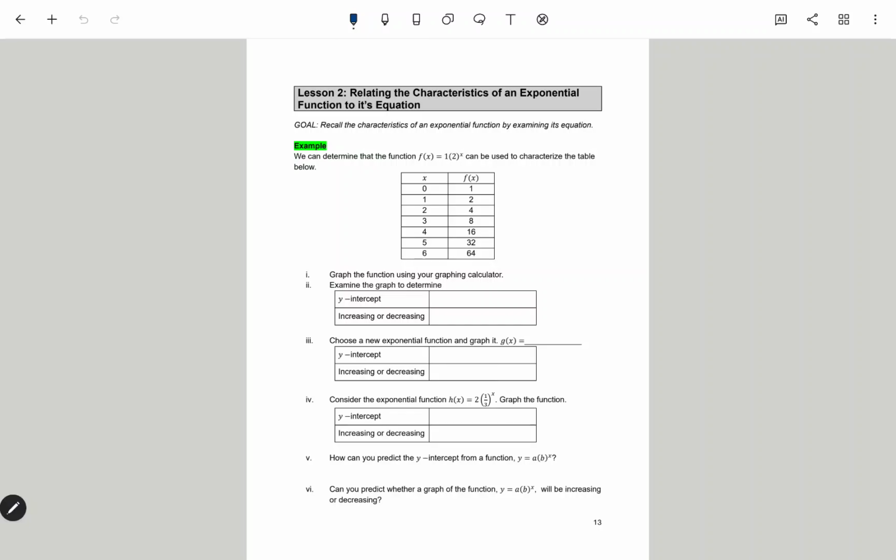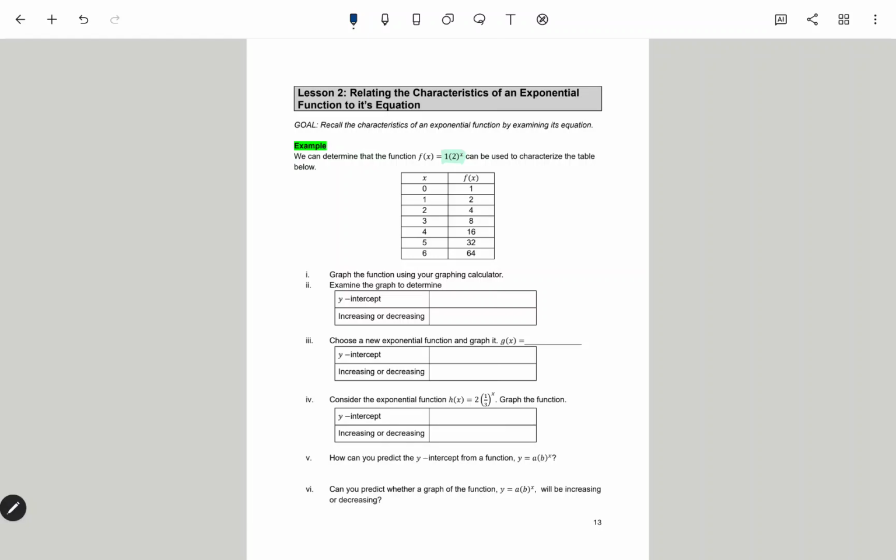So we can determine that the function f of x equals 1, 2 to the power of x can be used to characterize the table below. So we put each of these x values in and found our corresponding y values. Just for practice, I want you to graph the function. You're going to put this in your graphing calculator just to practice getting used to all of these steps. All right, and we're going to examine the graph to determine the y-intercept.